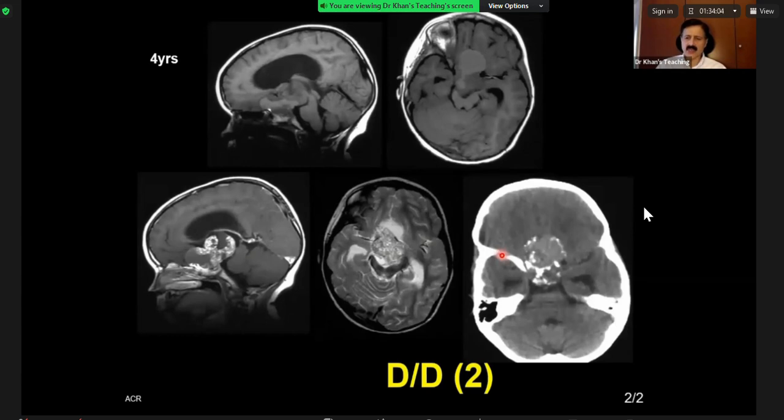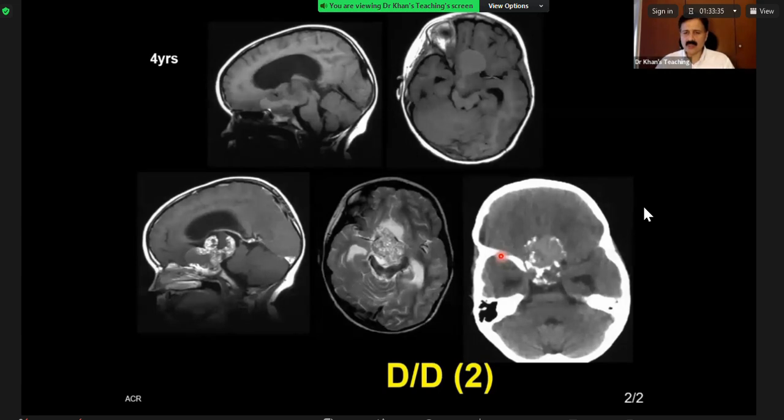You can actually ask for a CT scan, because in your clinical practice, many of these patients will have a CT scan in any case as a first investigation. So because it's a child, you can ask the examiner that I would like to see a CT if it is available, to see for any calcification. And 90% of craniopharyngiomas have calcification.